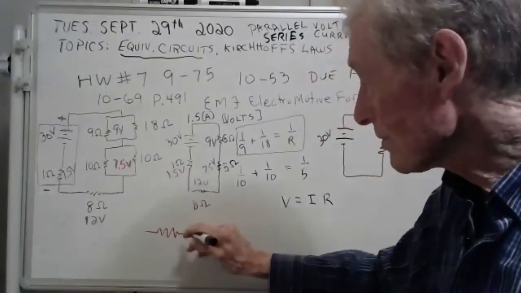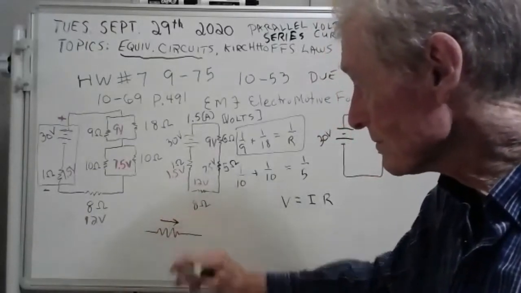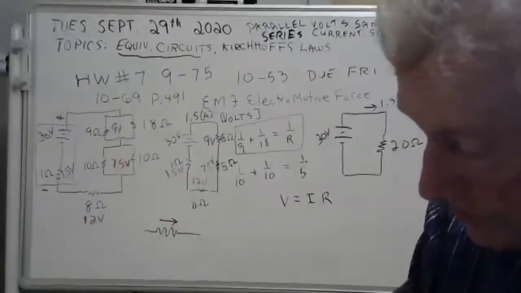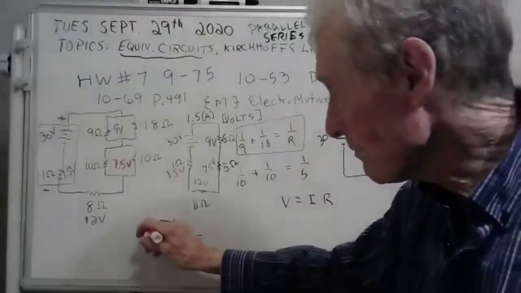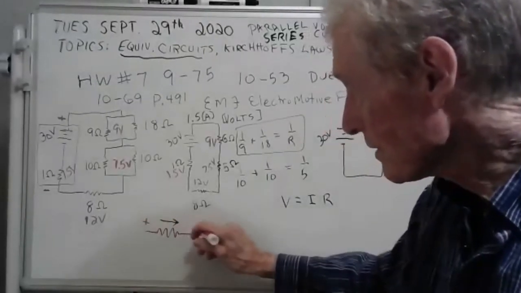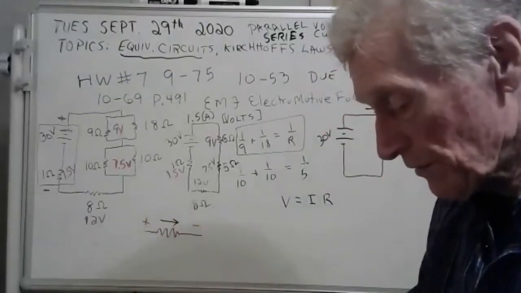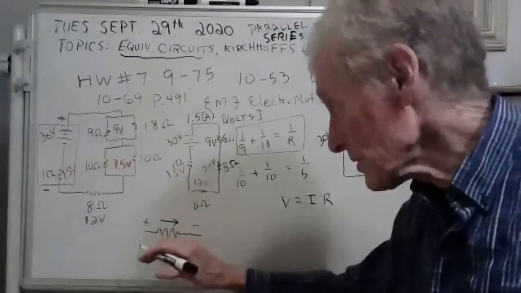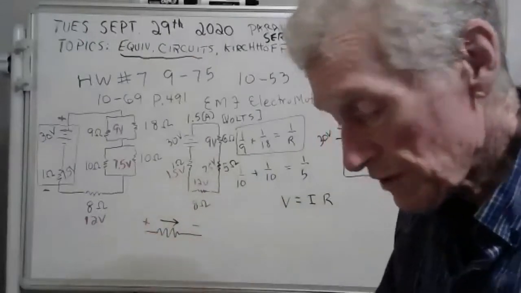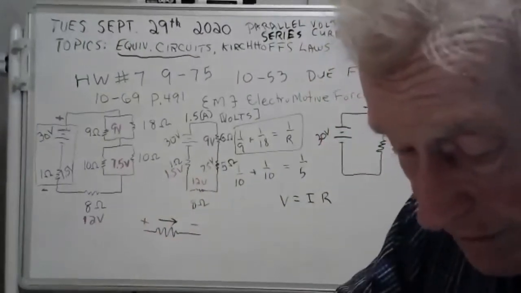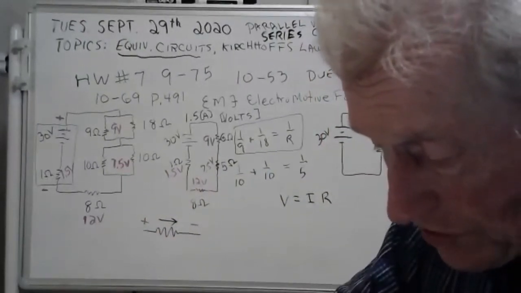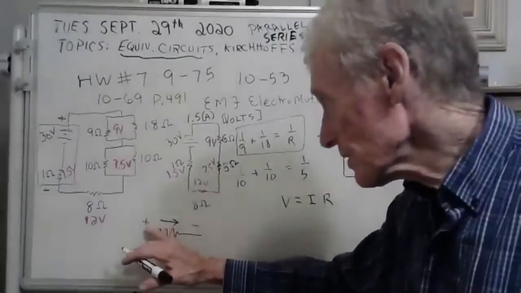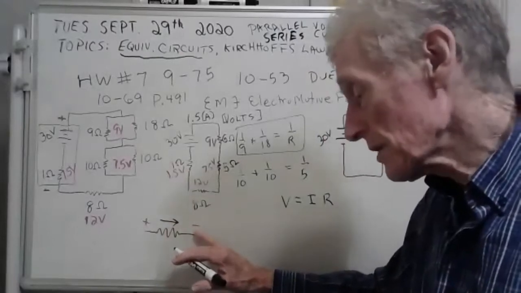If you have current through the resistor like this, resistors always have a positive voltage here and a negative voltage here. The voltage is smaller because you've got more energy. See, voltage is energy. Voltage is energy per charge. It's joules per coulomb. And you have more energy here and less energy here.